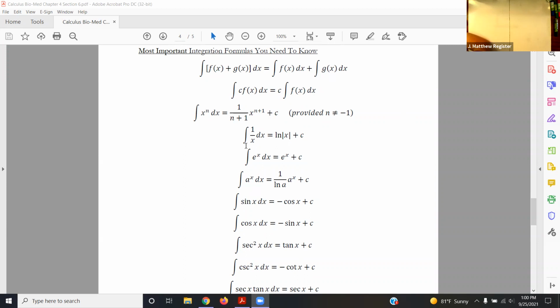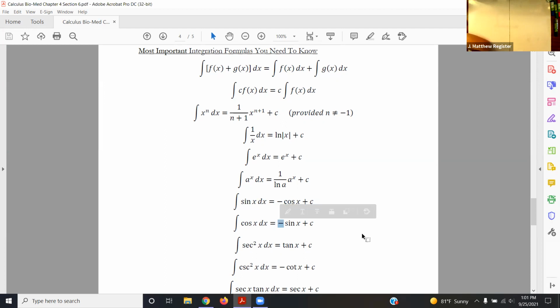We know the integral of 1 over x is the natural log of x. Integral of e to the x is e to the x. Integral of a to the x is 1 over natural log of a times a to the x. And now we're getting into the one which is wrong, because the integral of sine of x is going to be negative cosine, but the integral of cosine is not negative sine. Sorry about that. Fix that in the notes.